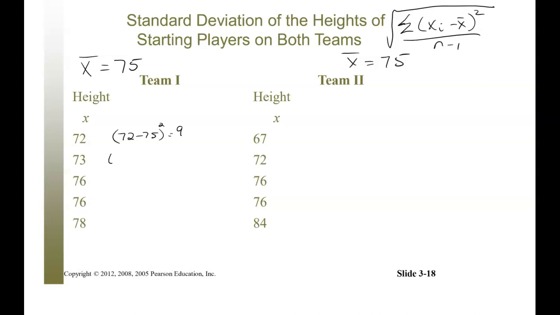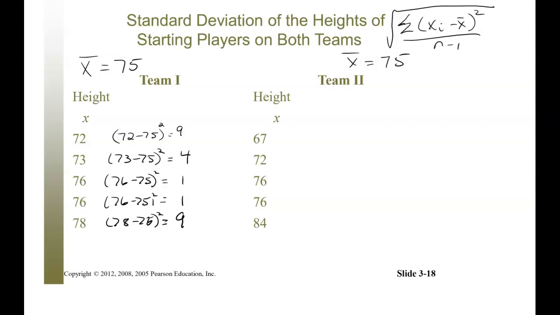So the next one is going to be 73 minus 75 squared. So 73 minus 75, negative 2 squared is 4. 76 minus 75, of course, is just 1 squared, which is 1. And 78 minus 75 squared. So 78 minus 75 is 3 squared, again, is 9.